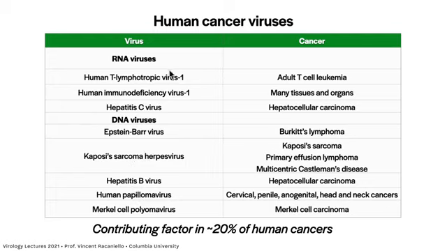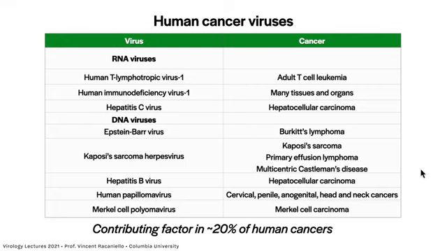For example, among the RNA viruses, HTLV1 or HIV1, those are two retroviruses. We're going to talk about retroviruses today that cause tumors, but not human cancers. And then hepatitis C virus associated with liver cancer. And then our DNA viruses, including viruses we've already talked about as causing persistent infections: Epstein-Barr virus, Kaposi sarcoma herpesvirus, hepatitis B, human papilloma, and Merkel cell polyoma viruses. We're actually not going to talk about any of these viruses today.